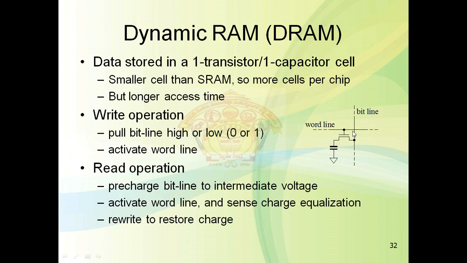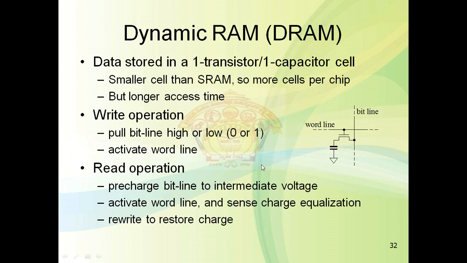To do write operations, we have to make this bit line high or low, whatever data you want to write. So we make the bit line, or data line, equal to 0 or 1, and then we make the word line active. When the word line is active, the transistor will be on, and whatever data you want to store will be moved onto the capacitance. If it is 1, the capacitor will charge. If it is 0, the capacitor will be discharged. In this way, the data will be stored in the capacitance.